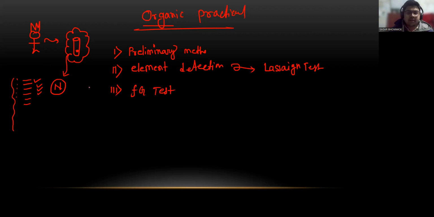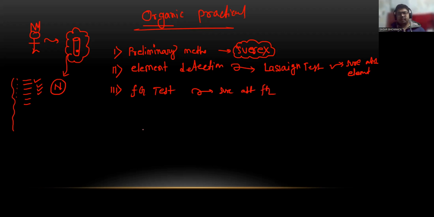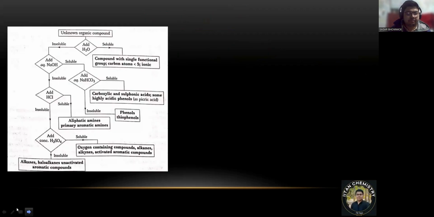So first, the preliminary method will give a basic idea. From here, you will not be sure which functional group should be present. But from the second step you will be sure about the element, and from the third step you will be sure about the functional group. So in these 3 steps, you are going to perform the tests in the lab.